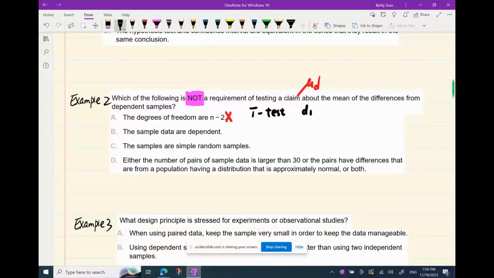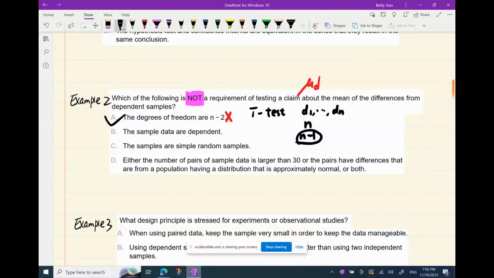With the sample D1, D2, up to D sub n, the sample size is n, and the degrees of freedom are supposed to be n minus 1, not n minus 2. So A is incorrect, and then we should choose A. Well, let's spend time to look at B, C, D as well, since we're already here.